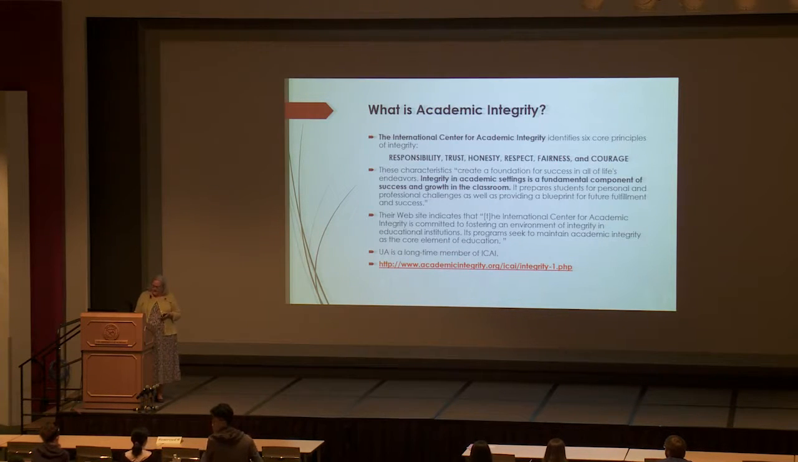But they do give you some language that you can use to talk to your students, and you should talk to your students early and often about academic integrity, about academic honesty, about avoiding plagiarism and how to do that in your particular class. And there's some language here: responsibility, trust, honesty, respect, fairness, even courage, that you can use as you decide how you're going to broach this subject and how you're going to talk to your students about it.